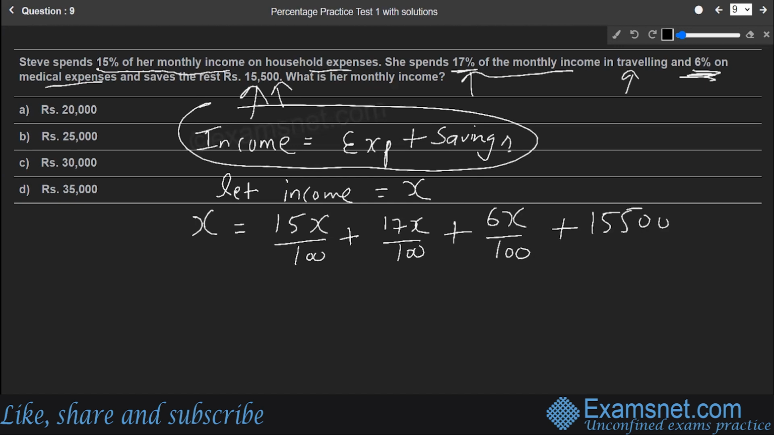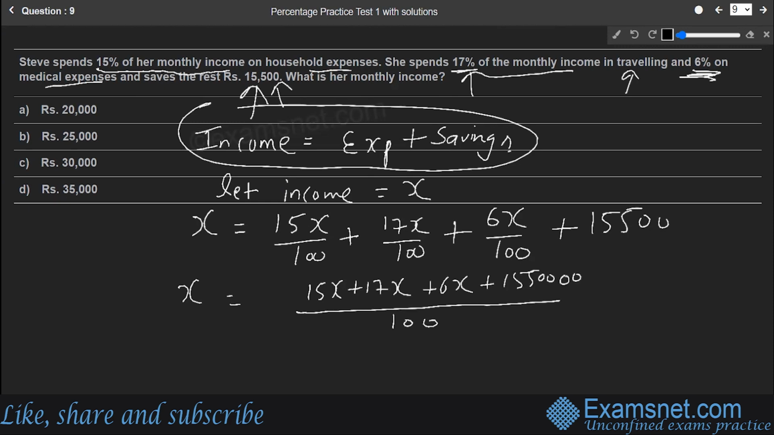If we solve this for X, that will be the total income. So let us do it quickly. X is equal to, let's take 100 as the LCM, so it's going to be 15x plus 17x plus 6x plus 15,500 multiplied by 100. Let us solve this. This comes out to be 100x is equal to 15 and 17 is 32, 32 and 6 is 38, so it's going to be 38x plus 155 followed by four zeros. If we solve this for x, the x value ultimately comes out to be rupees 25,000.